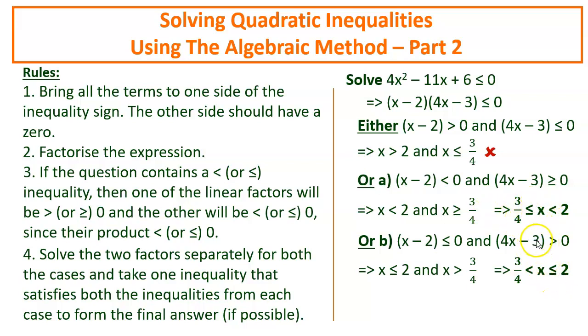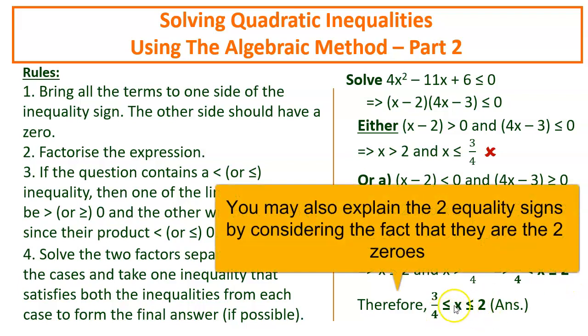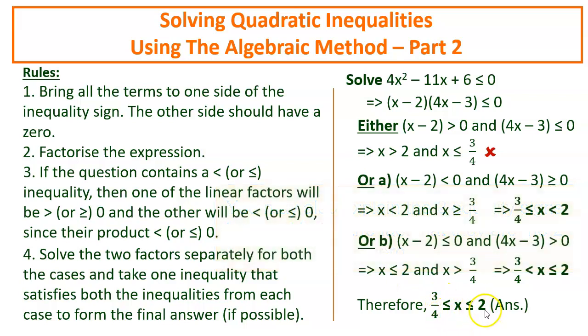So as the final answer, we have to combine both of these two inequalities. So we combine these two and we are having the equality sign attached to 3 over 4 from subpart A and the equality sign attached to 2 from subpart B. This is our final answer. X is greater than or equal to 3 over 4 but is less than or equal to 2.